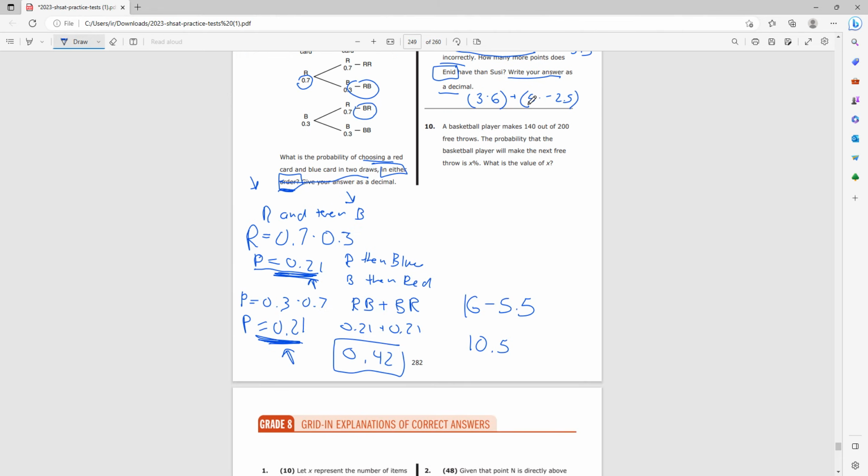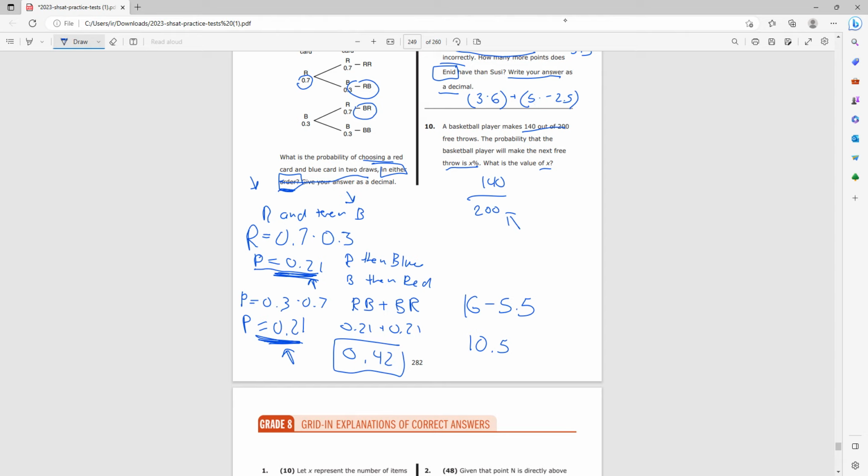Right? Last question, number 10. A basketball player makes 140 out of 200 free throws, right? So out of 200 total throws, he makes 140 of his shots. The probability that the basketball player will make the next free throw is X%. What is the value of X, right? So they already gave you that probability. This is the probability, right? Out of 200 shots, he only scored 140. So if you divide this, you get the X% of probability, right?